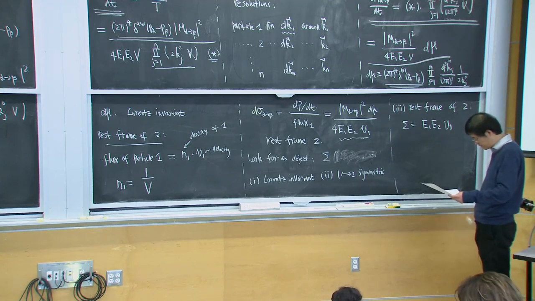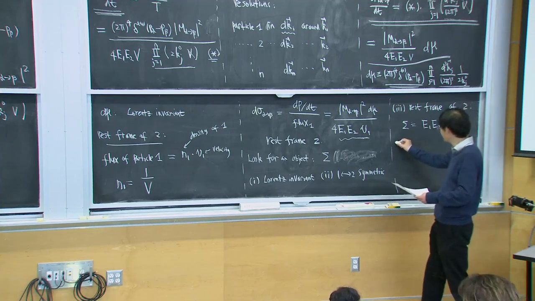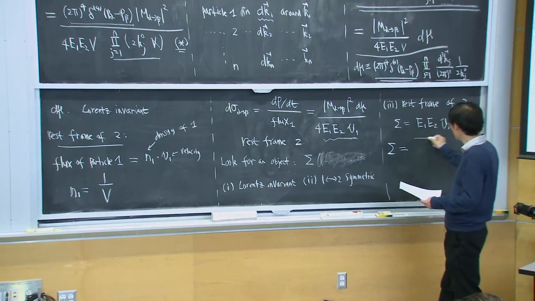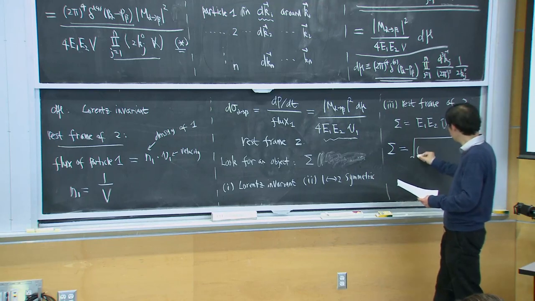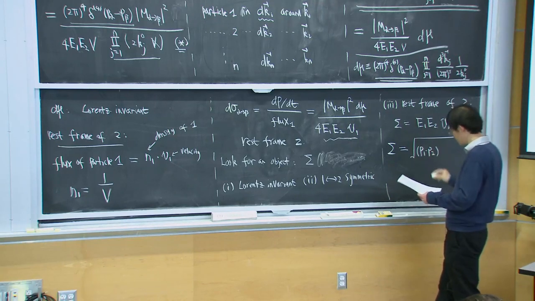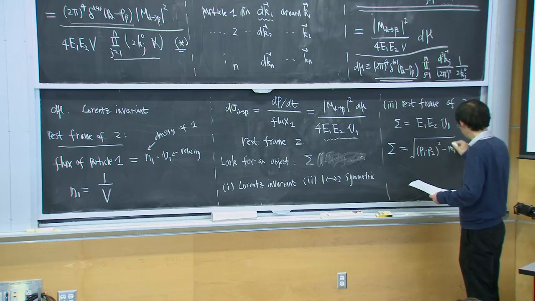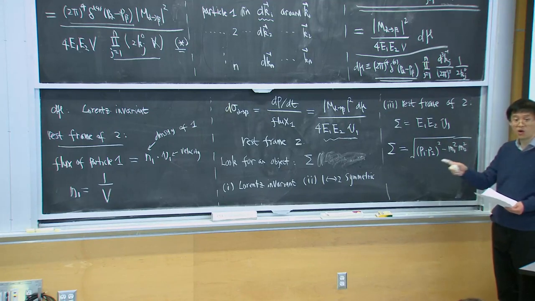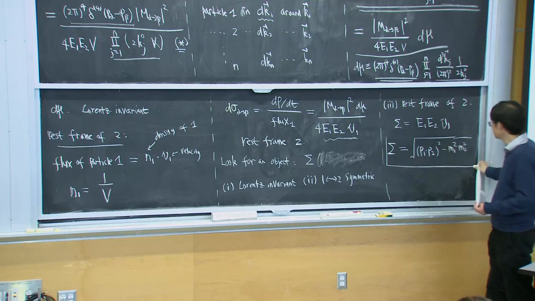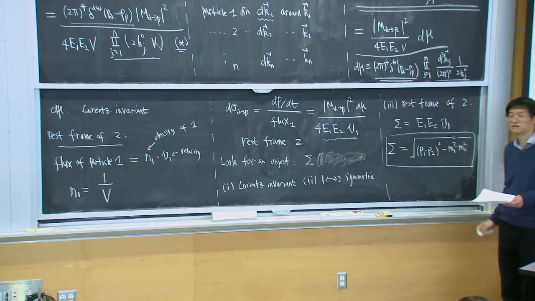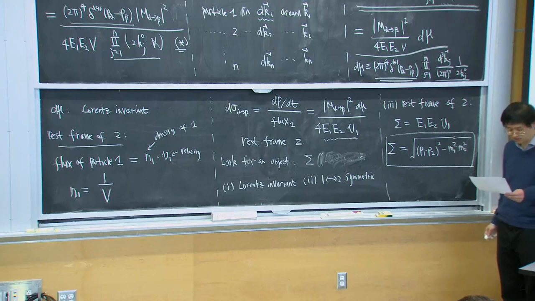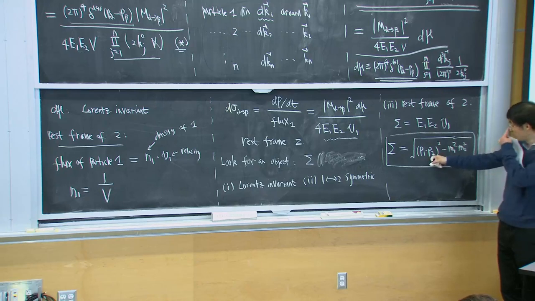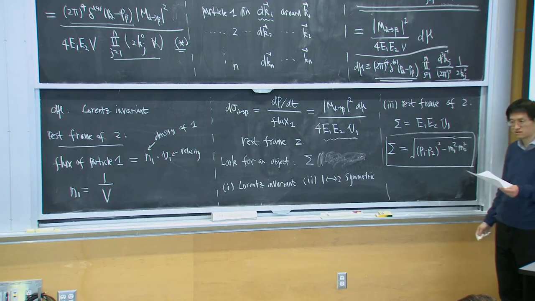I could have put it in your PSET, but I decided not to do it. So it turns out the sigma is given by (P1 dot P2) squared minus M1 squared times M2 squared, where M1, M2 are the masses of particles 1 and 2. When you write down the answer, it's very simple. You can almost guess it. This object satisfies these three conditions. I will leave it as an exercise for you to check. It's very easy: you just go to the rest frame of 2, and then you can check this reduces to that.